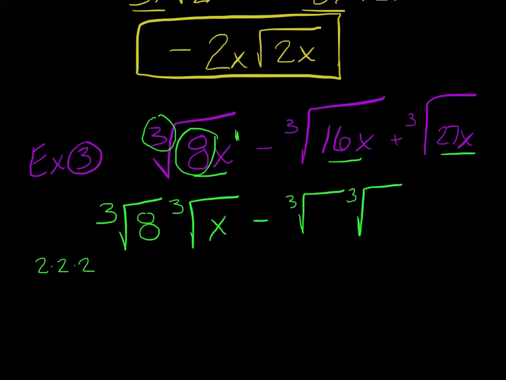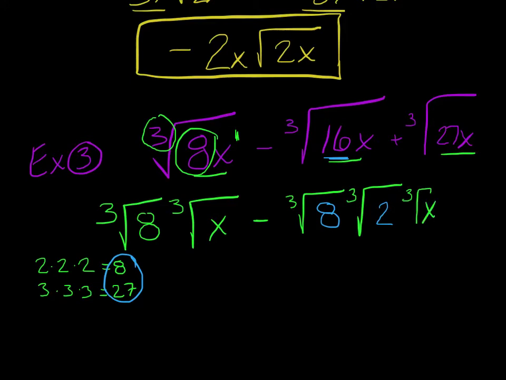So let's go through those perfect cubes again. 2 times 2 times 2 is 8. 3 times 3 times 3 is 27. Those are my only perfect cubes. Can one of these go into 16? Absolutely. That would be 8 and 2. And then I still have that cubed root of x.